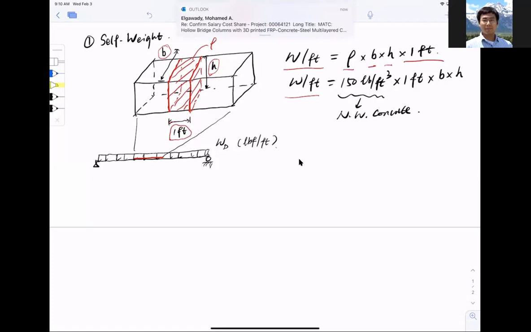Okay, we talk about this. This is rho equal to 150 pounds per cubic foot, and that is for normal weight concrete. All right, okay, so this is how we calculate self weight.